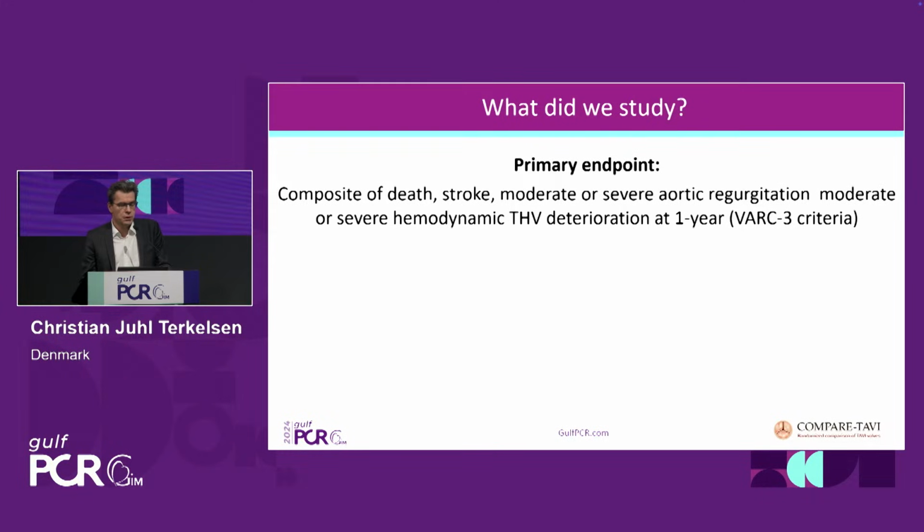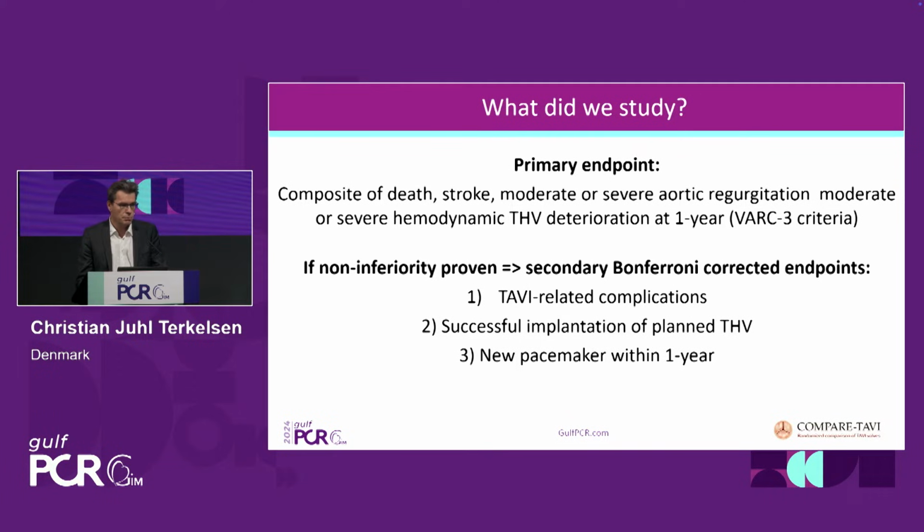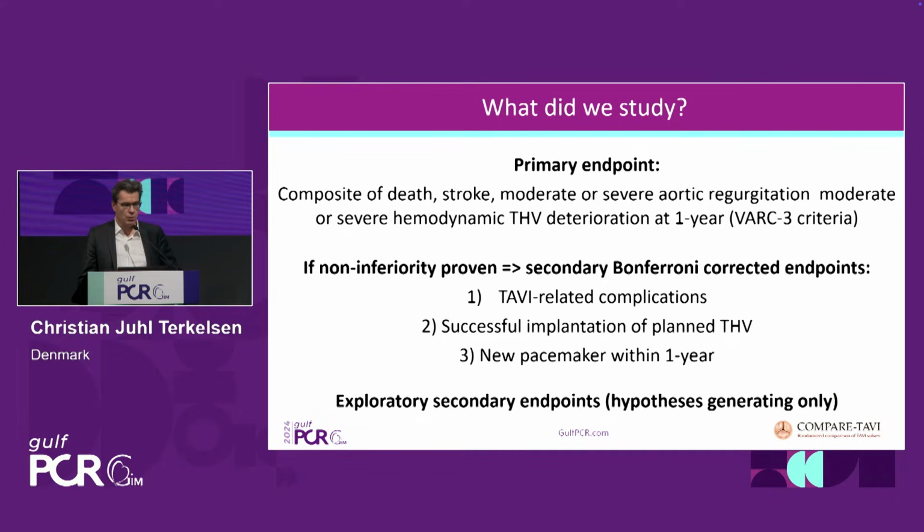The primary endpoint was a composite of death, stroke, moderate or severe aortic regurgitation, and moderate or severe hemodynamic valve deterioration at 1 year. And according to VARC-3, you cannot evaluate valve deterioration until after 1 year, which is why we chose 1 year as the primary endpoint. We also had Bonferroni-corrected secondary endpoints, so if non-inferiority was proven, we would also test THV-related complications, successful implantation of the planned valve, and new pacemaker within 1 year. Other secondary endpoints are hypothesis generating only and exploratory.